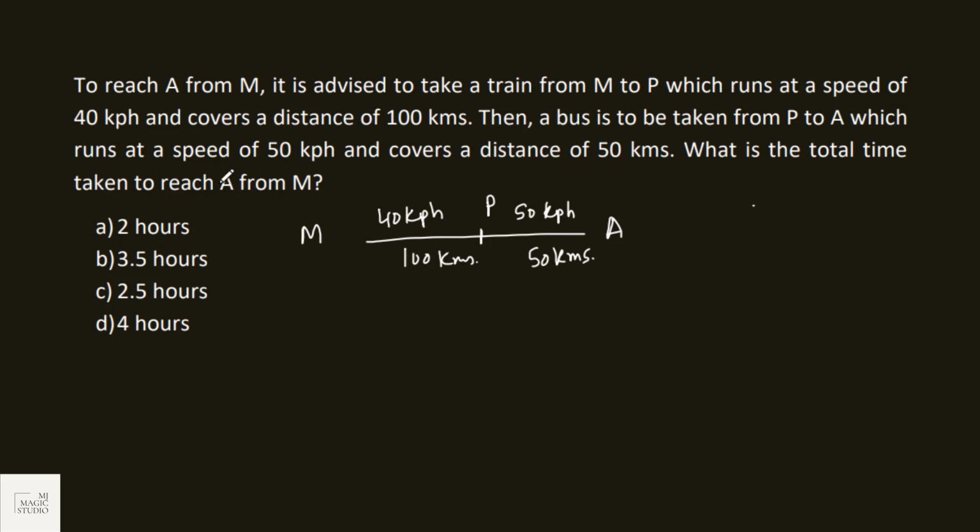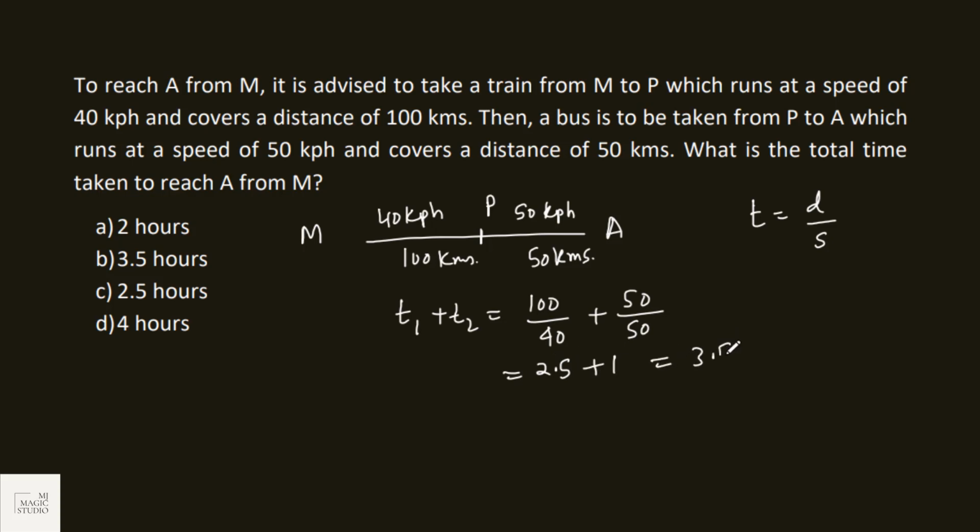What is the total time taken to reach A from M? That would be time 1 plus time 2. Now we know that the formula to find time is distance by speed. So time 1 is 100 by 40 and time 2 is 50 kilometers by 50 kilometers per hour speed. 100 by 40 is 2.5 hours, plus 1, that will give us 3.5 hours. Option B is the take here.